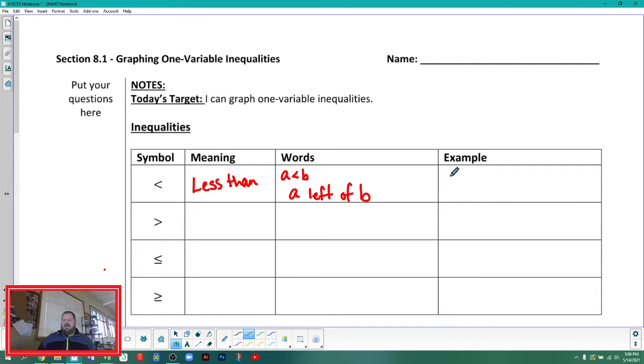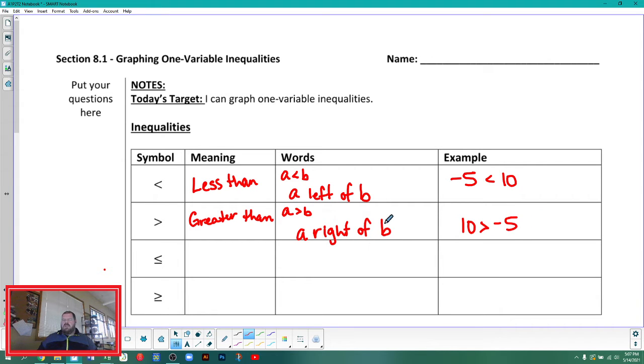And so an example, we might have -5 is less than 10, right? Because -5 is on the left of 10 on a number line. The arrow pointing to the right means greater than. And if I have A greater than B, that means A is right of B on a number line. And using the same numbers, I might say that 10 is greater than -5.